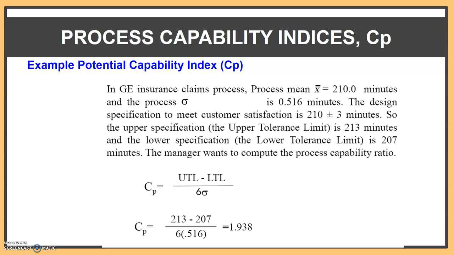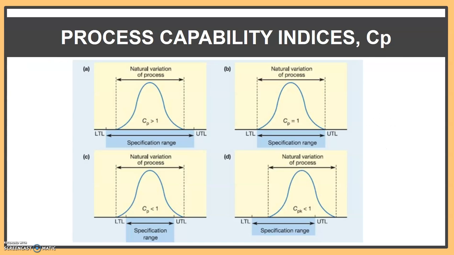The specification limit tolerance is 213 minus 207. Then the process tolerance is 6 times 0.156, equal to 0.936. What is meant by this value? It means your customer tolerance is bigger than the process tolerance. If you look at the picture, CP is more than 1.